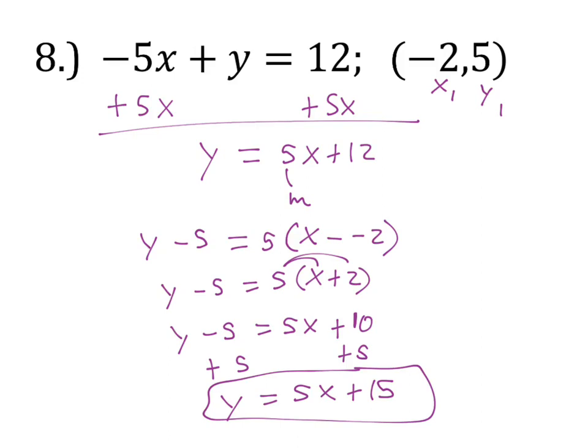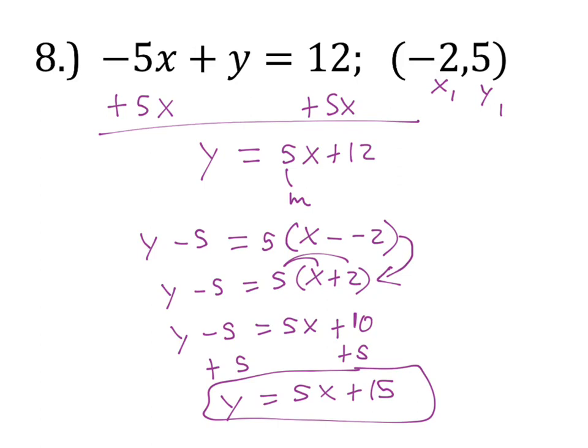Alright, did you get y equals 5x plus 15? If you did, awesome. If you didn't, check through here and see if you did these same sort of steps. A common place that people might mess up is here: you're supposed to do x minus x1, and x1 is negative. And so you're looking at x minus negative 2. If you have subtract negative, that's the same thing as add positive.